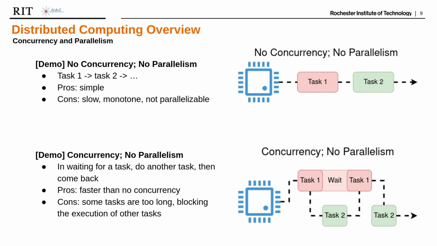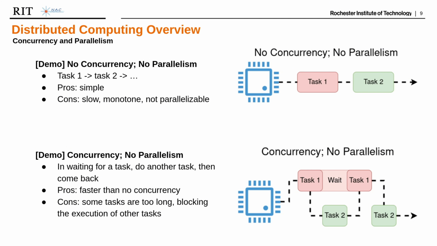First of all, I want to demonstrate different examples of parallelism and concurrency. The first case is no concurrency, no parallelism. In this case, we are going to do each task synchronously, which means that we can only reach task 2 after we finish task 1. The advantage of this is a very simple implementation, but the disadvantage is that the method is very slow, monotone, and not parallelizable.